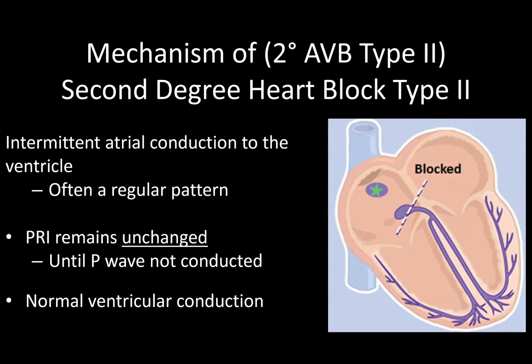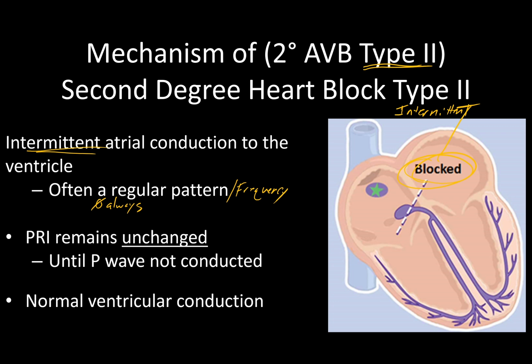Second degree AVB Type II. What makes this unique and important? Well, at its core, what it is, is an intermittent atrial conduction to the ventricle. And so that's why we have this marked here as blocked. But I again want to point out that it's intermittent. And that's because in this scenario, what occurs is you often have a regular pattern or frequency. But that's not always.